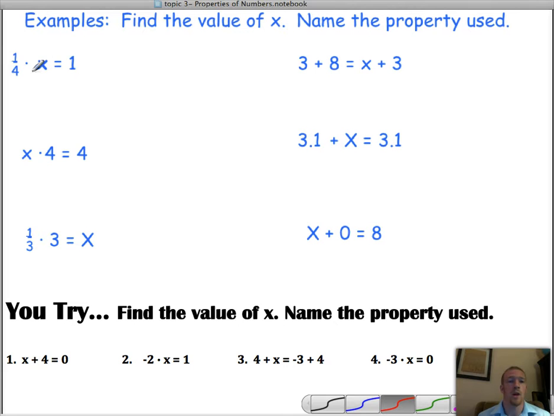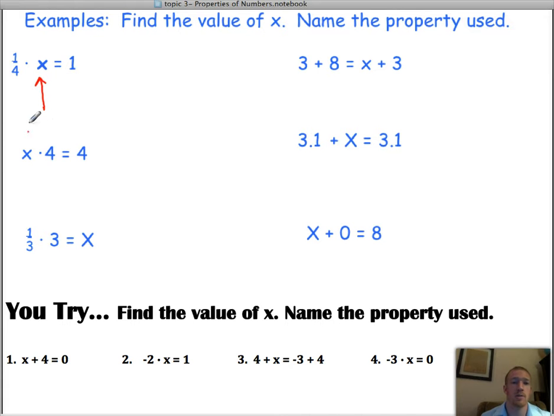down here. So 1/4 times x equals 1. All right, so this has to be the multiplicative inverse, right? That would have to be a 4, but I'm not asking you what the number has to be. I'm asking you what property it is. So it's the multiplicative inverse, all right? Because you multiply inverses and you get the identity.